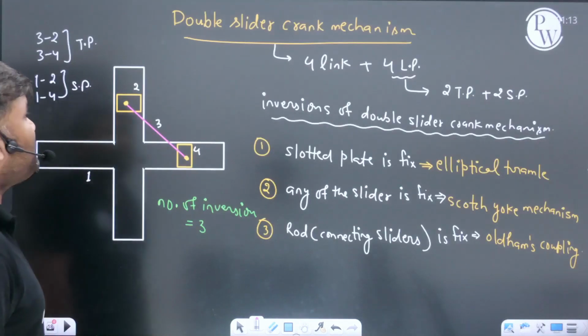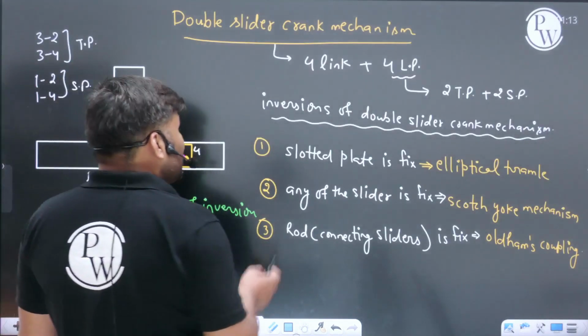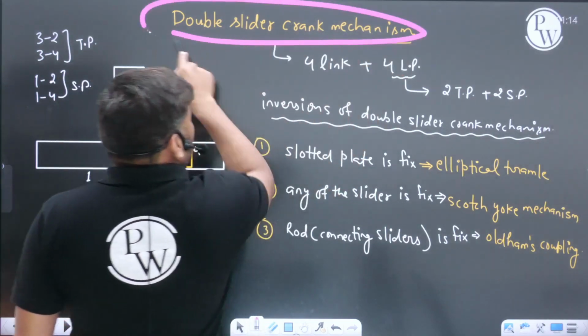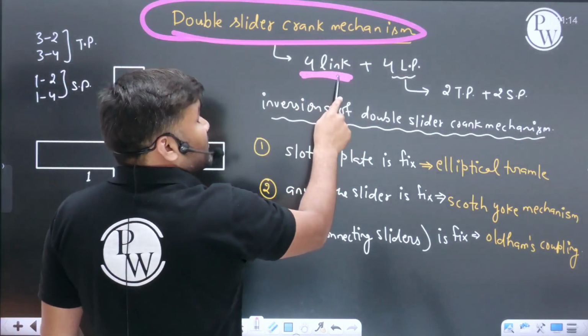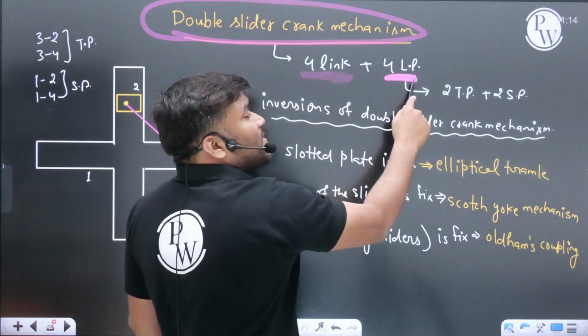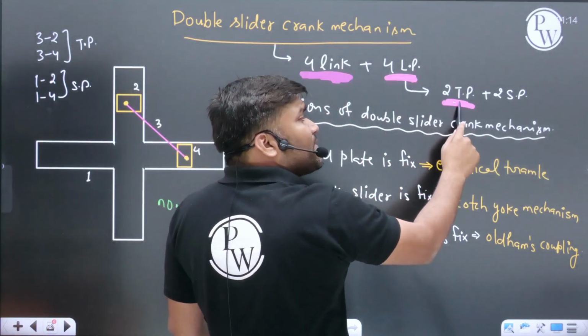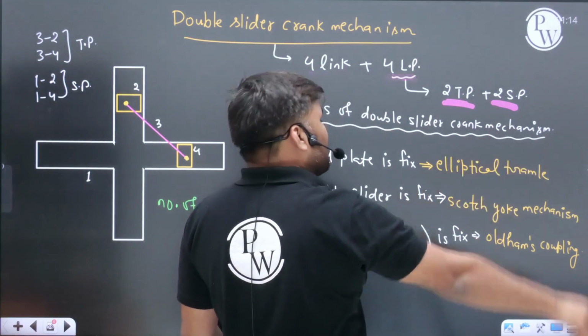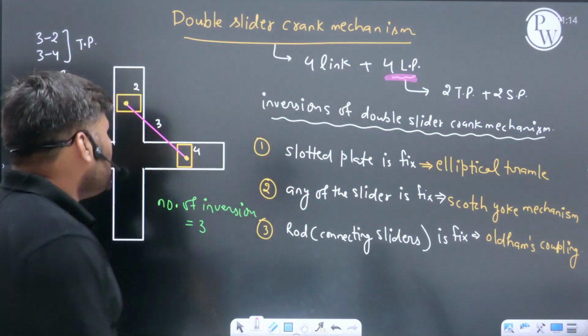let's proceed for double slider crank mechanism. क्या होता है double slider crank mechanism बेटा? You are going to have again 4 links, because we are talking about simple mechanisms. So 4 links and 4 lower pair, but this time 2 turning pair, and we are going to have 2 sliding pair. How does it look?